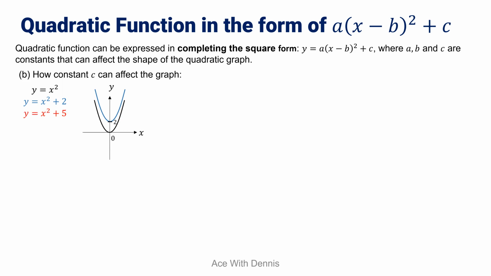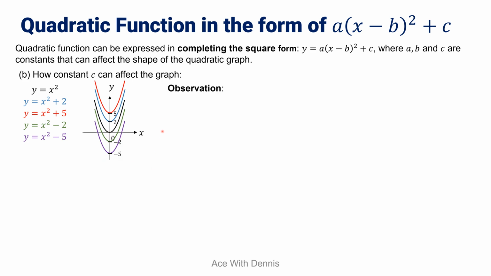How about y equals x squared plus 5? Again, it means that the whole graph of y equals x squared shifts 5 units upwards. So we come here. This is the graph of y equals x squared plus 5. Now how about the negative value of c, for example y equals x squared minus 2? A similar concept, it means that the basic graph y equals x squared shifts 2 units downwards here, from 0 to negative 2. Similarly, when y equals x squared minus 5, the graph shifts 5 units downwards at this point, from 0 to negative 5.